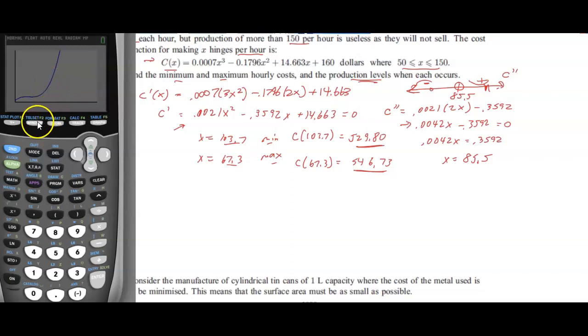What if we adjusted the window so that it's on this domain? We're going to do it between 50 and 150 for x min and x max, and we'll do that so that we'll see if there are any edge values which are actually higher than the local minimum and local maximum. Let's do zoom fit. That'll help. Zoom fit 0, I think it is.